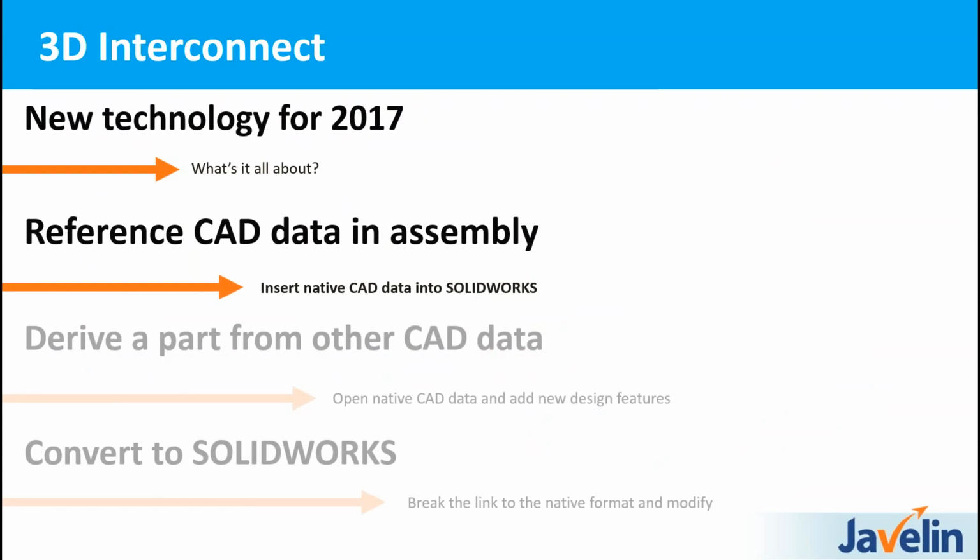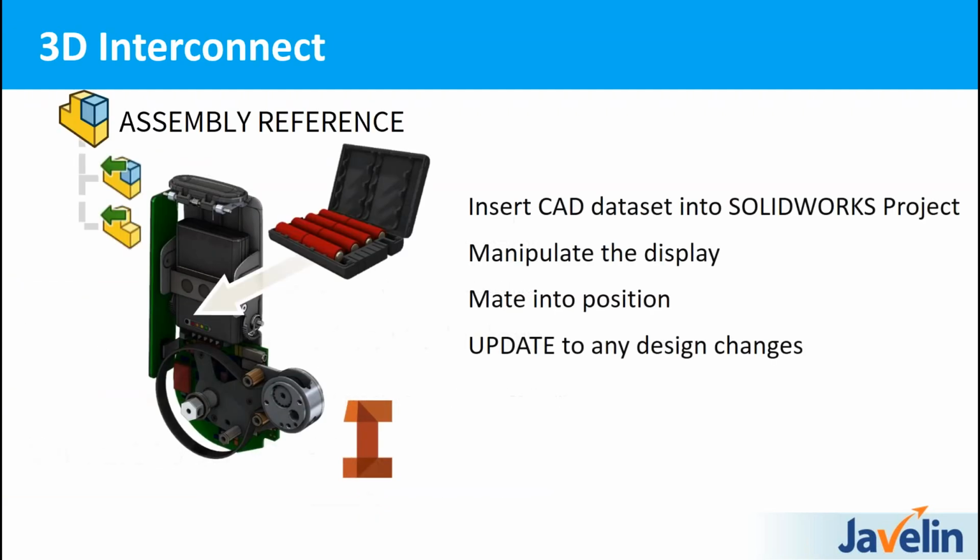So let's start digging into the different use cases. The first one being referring to CAD data. We simply want to insert another native CAD format into SOLIDWORKS just as if it was another SOLIDWORKS part or assembly. So we're going to look at this example where in Inventor we have a battery pack that's been designed and we want to insert it into our SOLIDWORKS assembly.